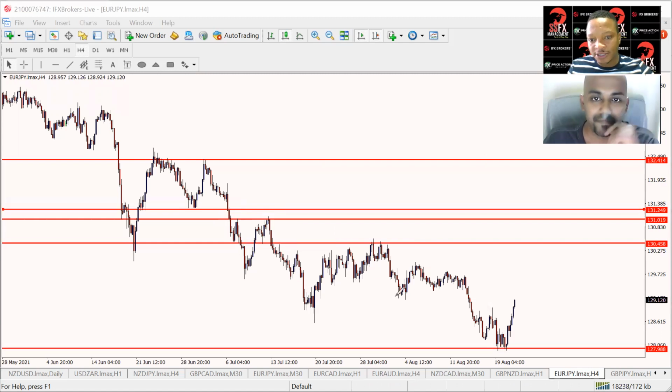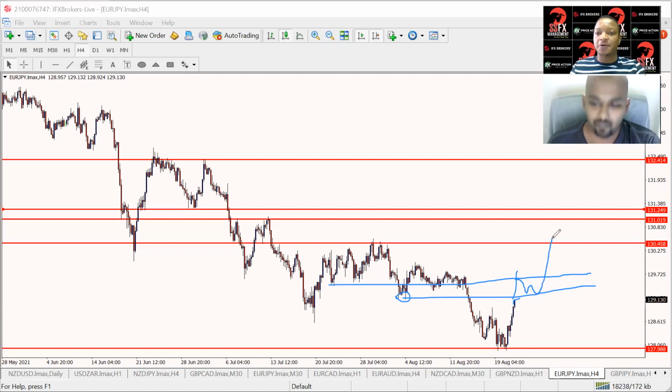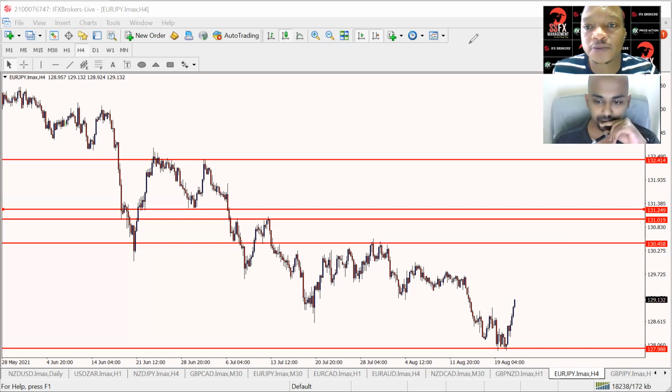Look at this level here. Price is going back to retest that level. So if it breaks this level, I want to advise you to take this one. But even if it does, and then you go back to test, it's still going to give you an entry going up. We're looking at the major ones, the biggest ones.